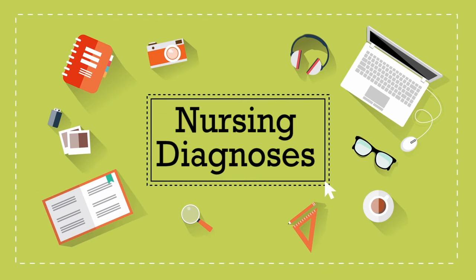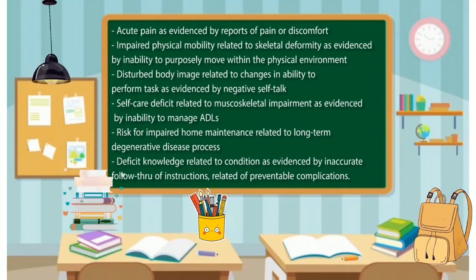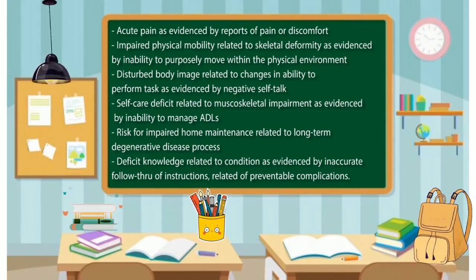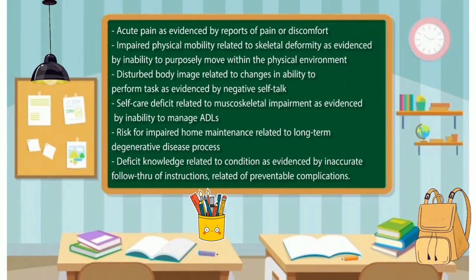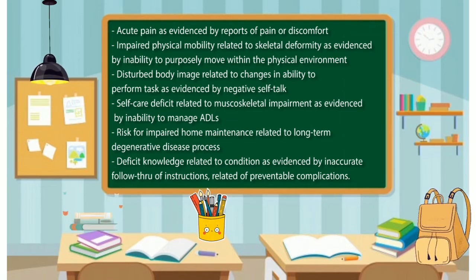Nursing diagnosis. These are the nursing diagnoses that can be used in caring for patients with rheumatoid arthritis. Acute pain as evidenced by reports of pain or discomfort. Impaired physical mobility related to skeletal deformity as evidenced by inability to purposely move within the physical environment. Disturbed body image related to changes in ability to perform tasks as evidenced by negative self-talk.